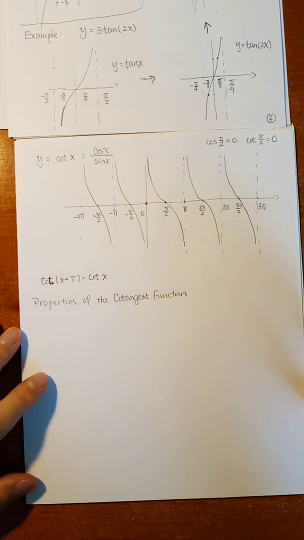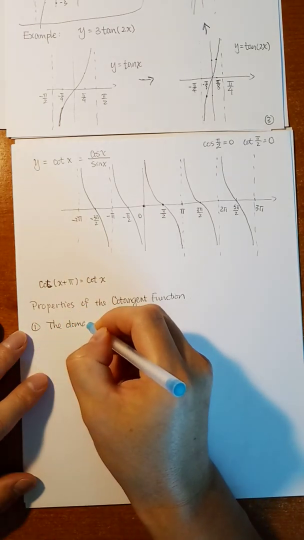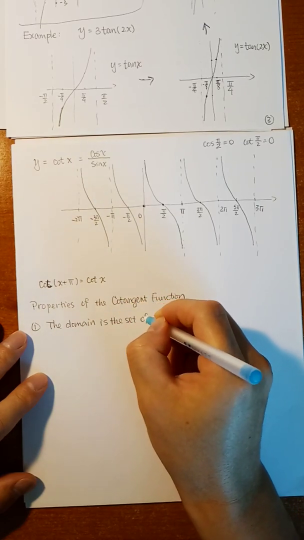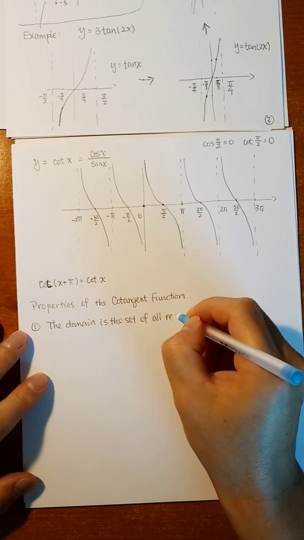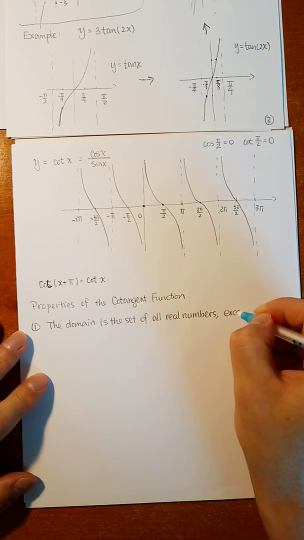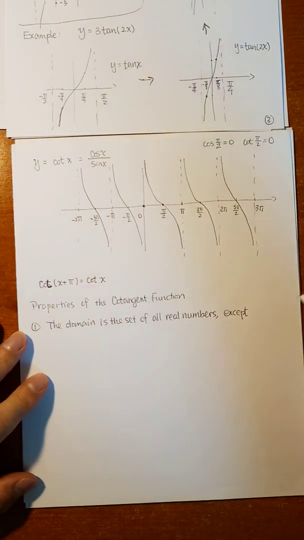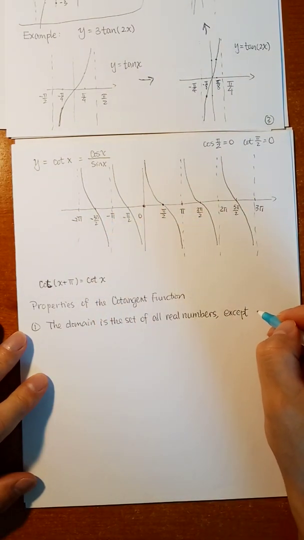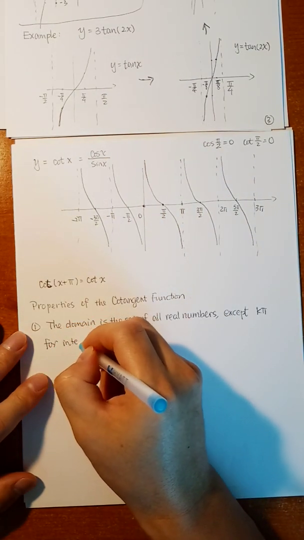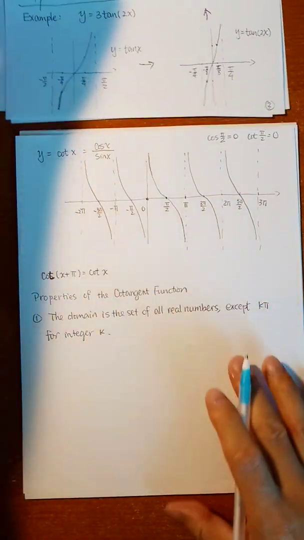We also make those 6 properties. First, the domain is the set of all real numbers except what? 0, pi, 2 pi, 3 pi, 4 pi, negative 2 pi, except k pi for integer k. Whenever you have any integer multiple of pi, you just exclude them.